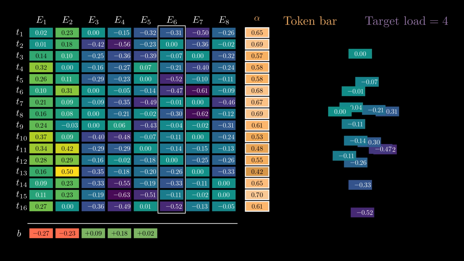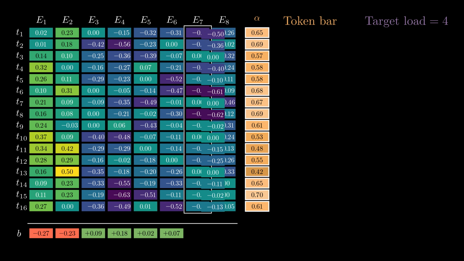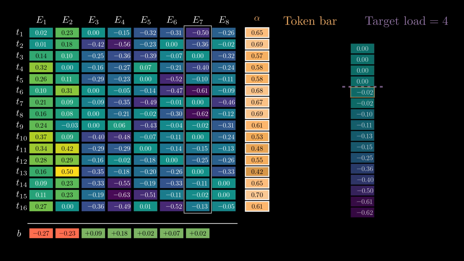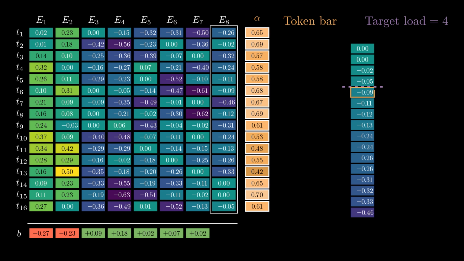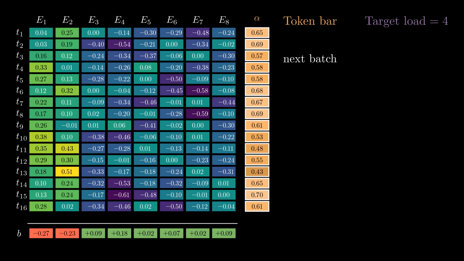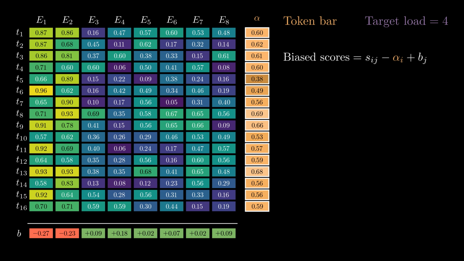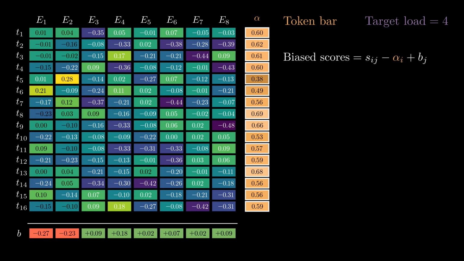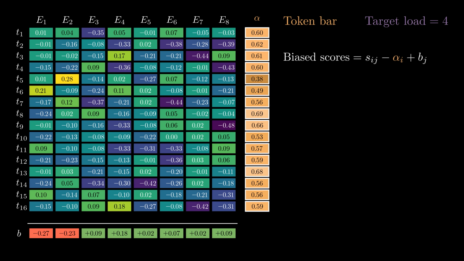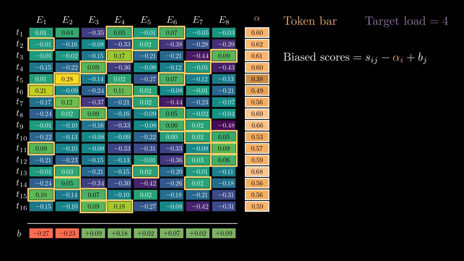Repeat this process for all 8 experts. Sort their margins, make the same cut, and assemble the complete bias vector. When the next batch of tokens arrives, with their own router scores and token bars, we apply the bias vector to these new scores. Then we route the tokens using the same top K rule as before.